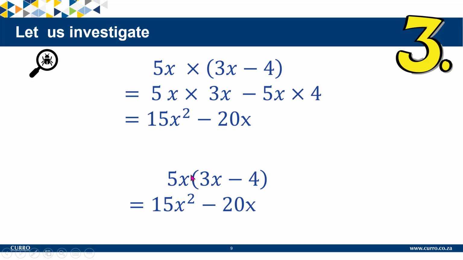Remember, you don't have to write the multiplication sign, and you don't have to show that step. Just don't make a mistake. Remember to multiply the 5 times the 3 and the x times x. The 5 times the negative 4, and don't forget the x.